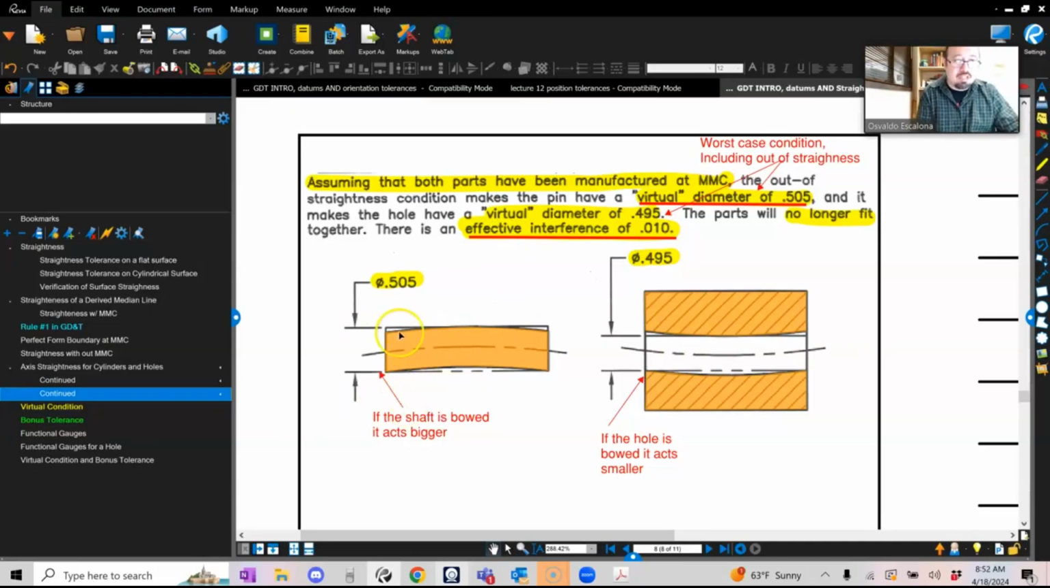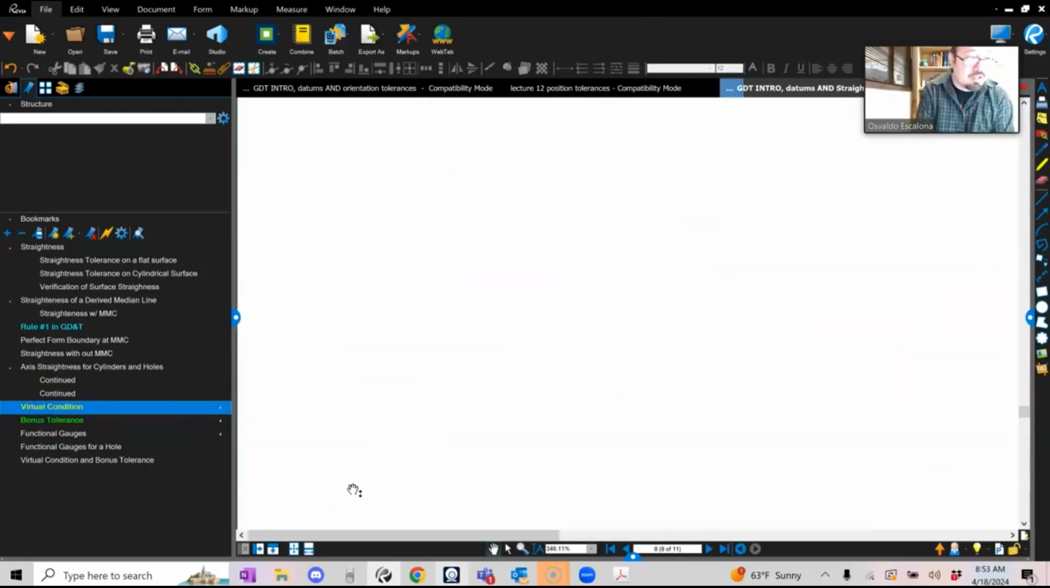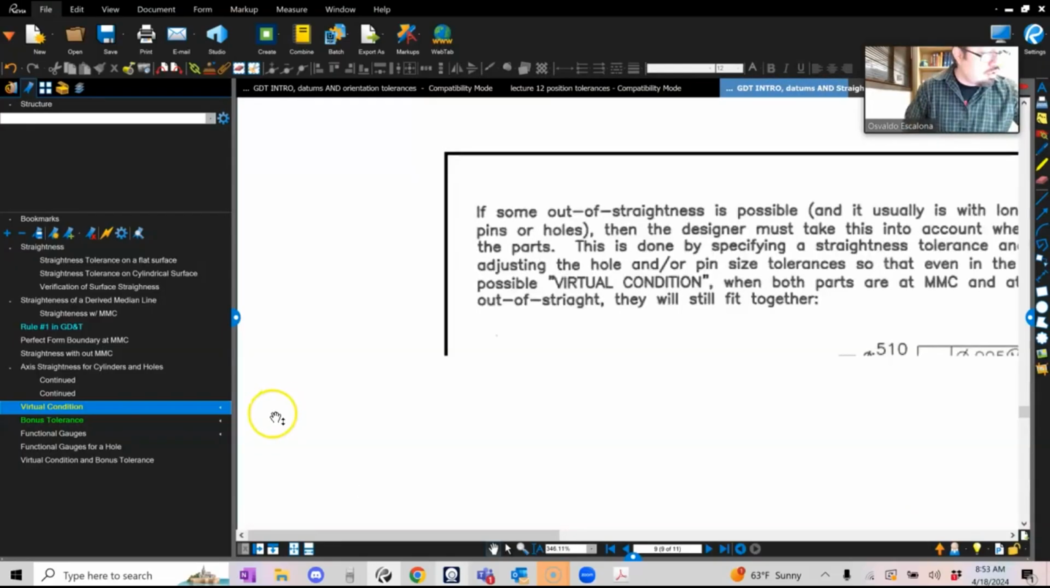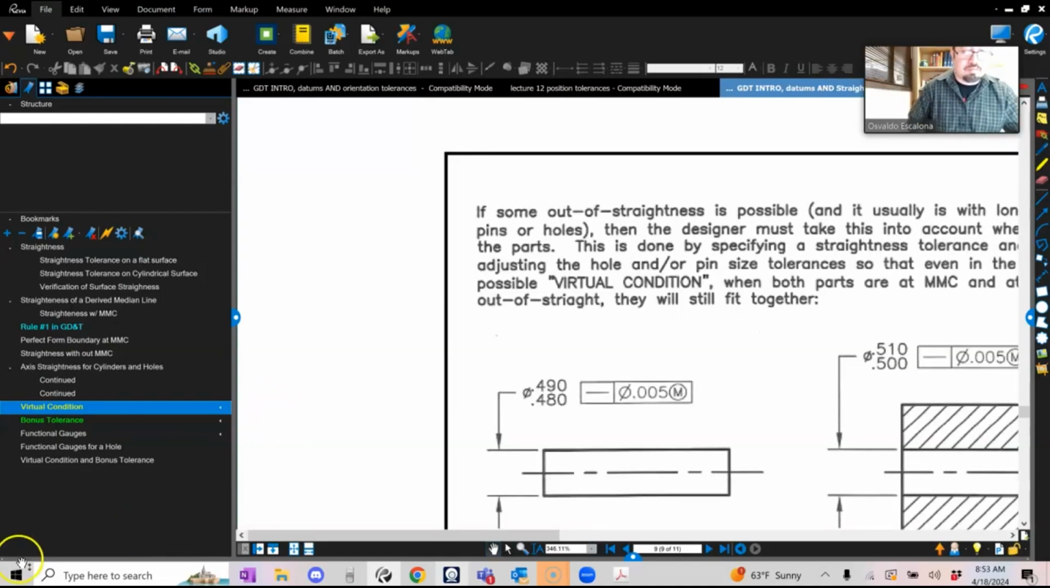Let's account for the worst case condition of the pin and the worst case condition of the hole. And let's call this something. We're going to call it the virtual condition. The virtual condition is the worst case condition accounted for size and geometry imperfections. When the hole is the smallest, take away the geometric imperfection to get the minimum you can get, and then take the shaft at MMC and add the geometric imperfection. This is what we call the virtual condition. It says, let's put it all together, and then we can make this function.